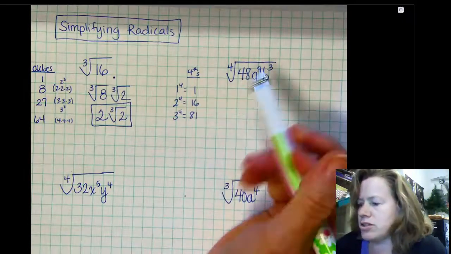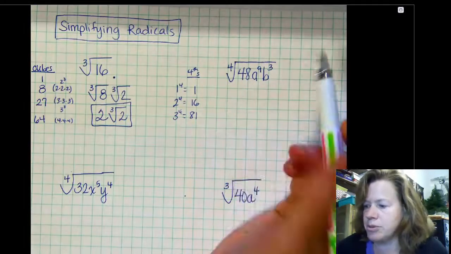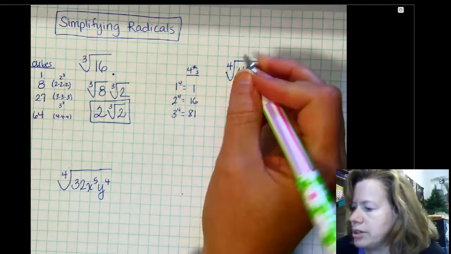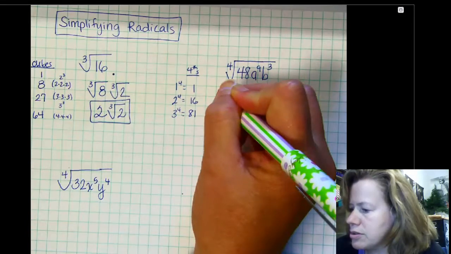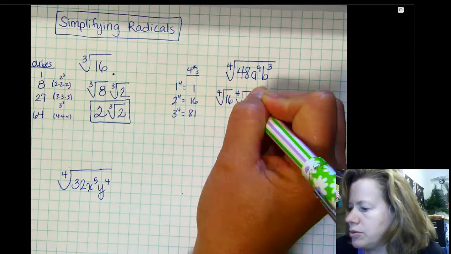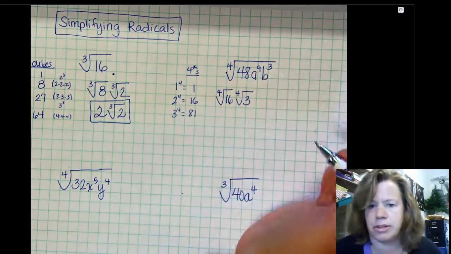I see that the largest perfect fourth number that will divide into 48 is 16. So I'm going to rewrite 48. The fourth root of 48 is the fourth root of 16 times the fourth root of 3. 16 times 3 is 48.